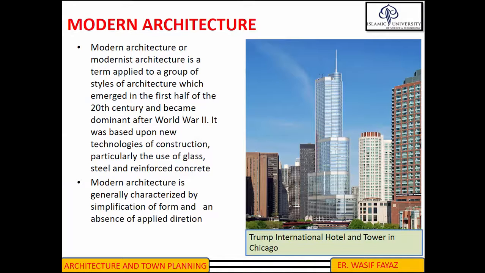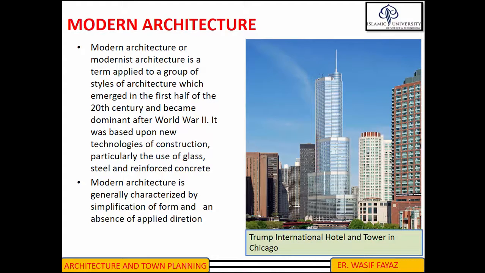Now, modern architecture. Modern architecture is basically the style of architecture which emerged in the first half of the 20th century and became more dominant after World War II. This type of architecture was based on the new technologies of construction as well as the use of glass, steel, as well as reinforced concrete. There was a sense of simplicity and clarity in modern architecture. There was elimination of any unnecessary detail, and there was use of industrially produced materials.